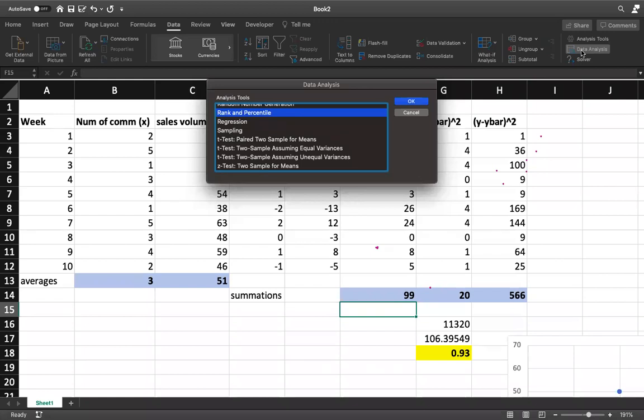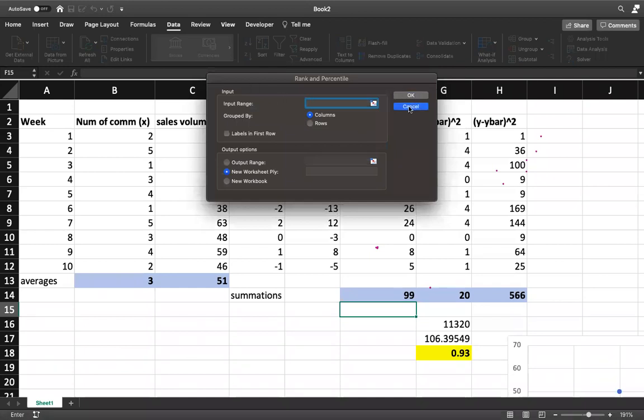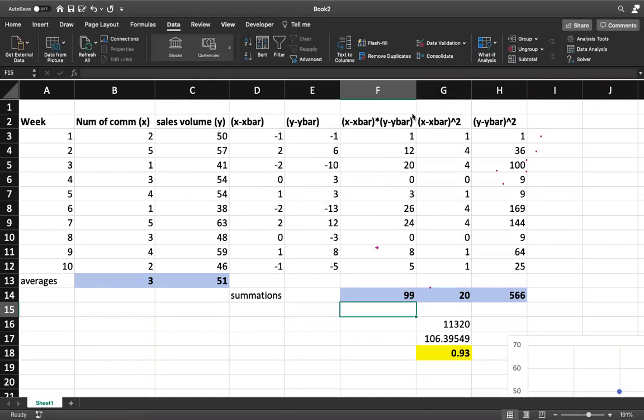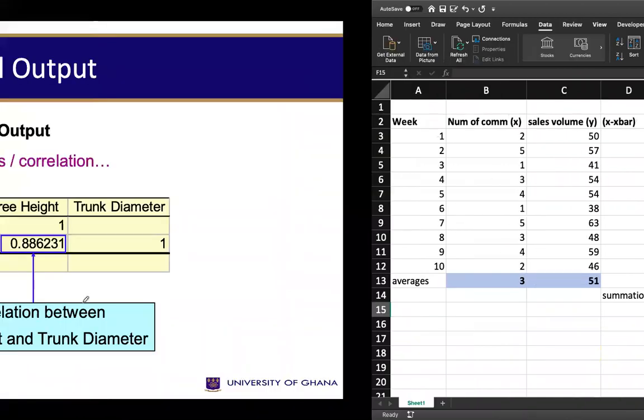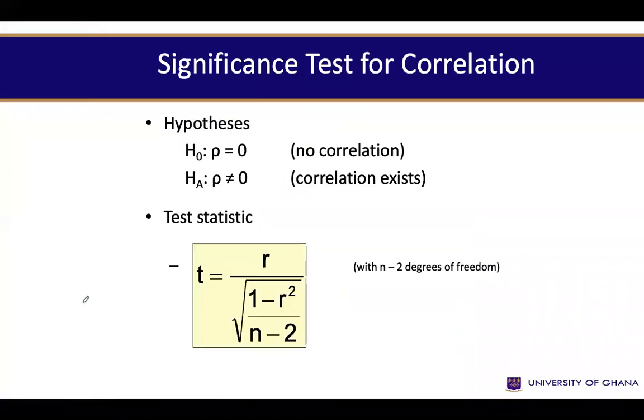The hypothesis testing, the z-test, the one sample test, the two sample test, the ANOVA, the correlation analysis, we can easily use Excel to do that. I think I will leave that one for you to familiarize yourself, play around with some of these things, and then you would be fine.